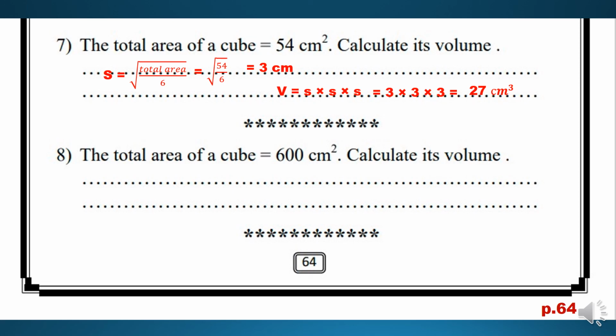Number 8. The total area of the cube equals 600 centimeters squared. Calculate its volume. Again, I want to find the volume of the cube. The volume is equal to side times side times side. Here I don't have the side. I have the total area of the cube, 600 centimeters squared. So to get the side from the total area, side equals square root of total area over 6, equal square root of 600 over 6, equals 10 centimeters. So this is the side. Now I can get the volume. The volume is equal to side times side times side. 10 times 10 times 10 equal 1000 centimeter cube.